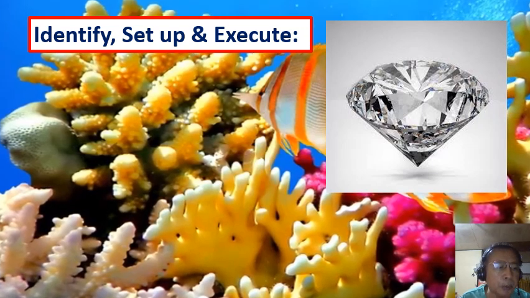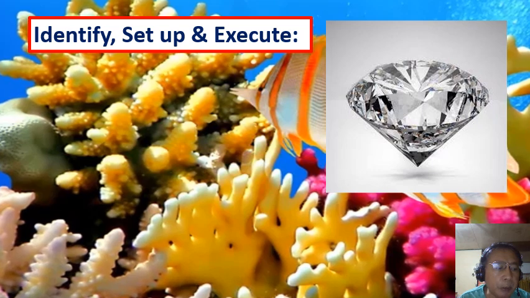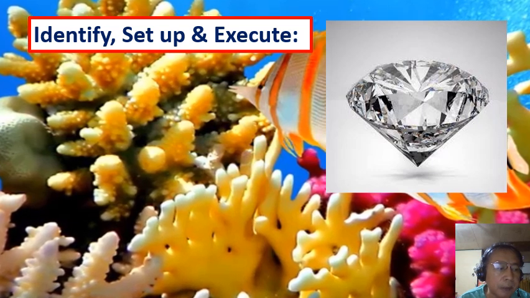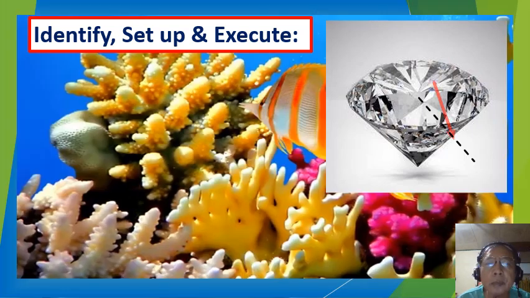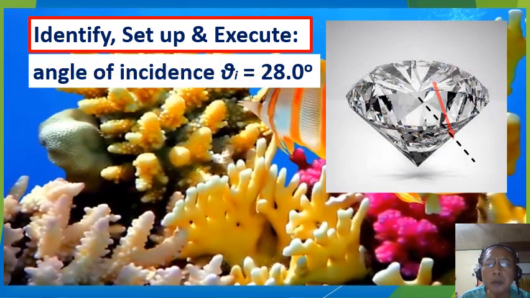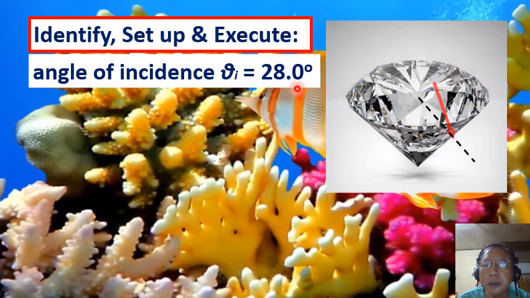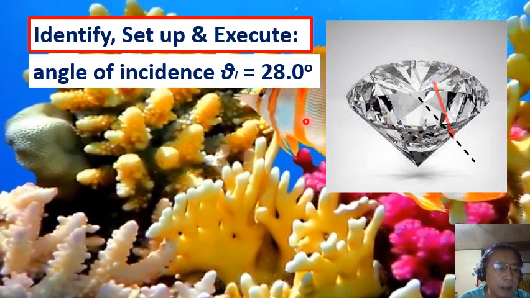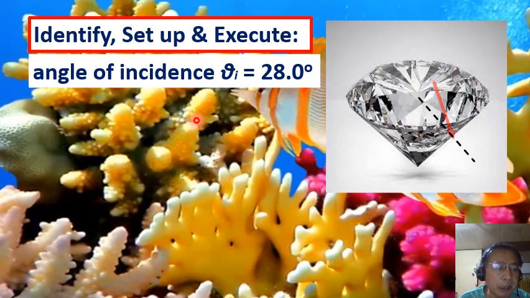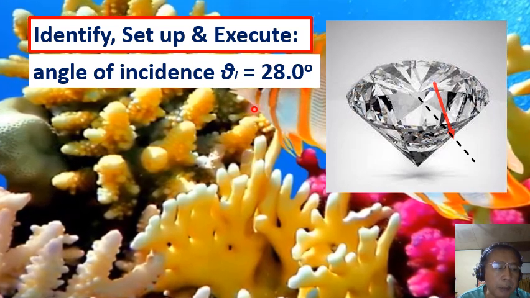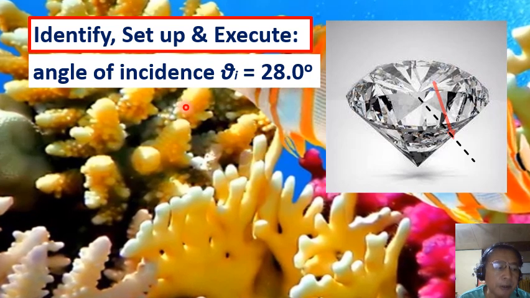The light beam is propagating from medium 1, or within the piece of diamond, forming an angle of incidence theta 1 equal to 28.0 degrees at the diamond-air interface. And the question is, will part of the beam enter the air, or will there be total internal reflection?